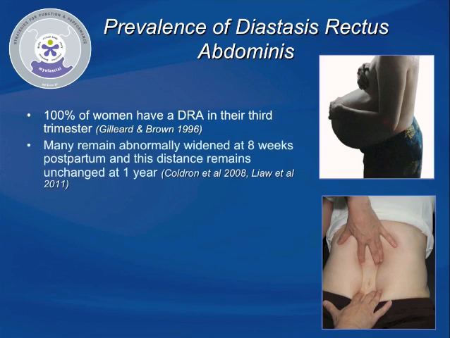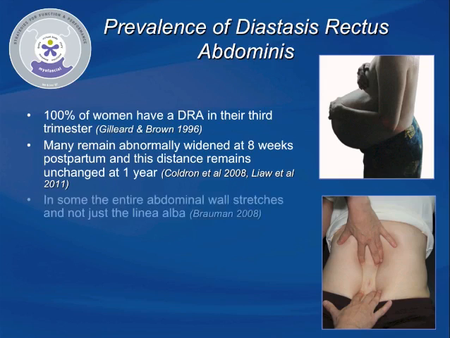And many of them remain abnormally widened at 8 weeks postpartum. And Yvonne Coldron from the UK has measured this distance over a period of a year. And what she found is that without intervention, what you have at 8 weeks remains unchanged at 1 year. And a follow-up study by Liaw certainly confirmed the same findings. While they found that the distance certainly changed from 8 weeks to 6 months, they would concur that in many, the distance is still larger than so-called normal at 1 year.